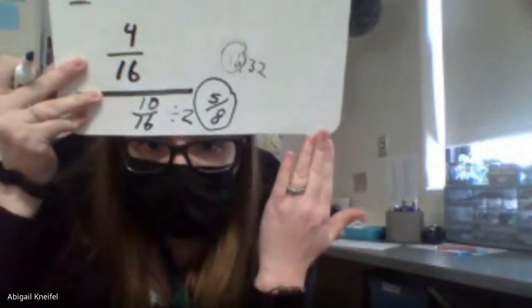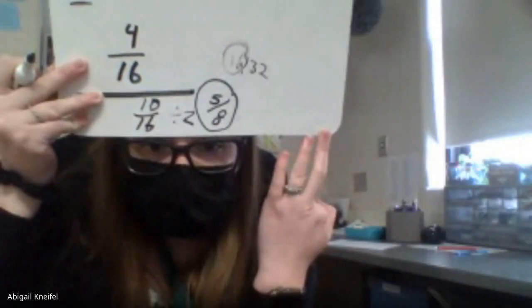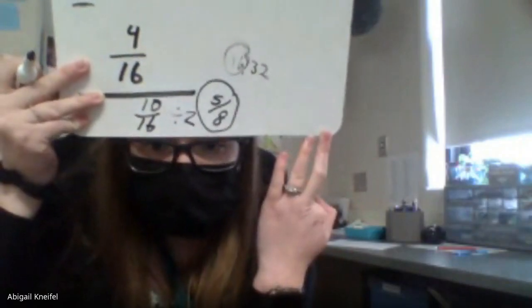Our common denominator was 16, which made 14 minus 4, which is 10 over 16. Yes, we have to simplify every time, Ethan. If it can be simplified, simplify it. And remember, even numbers can always be simplified by 2. Always, always, always.